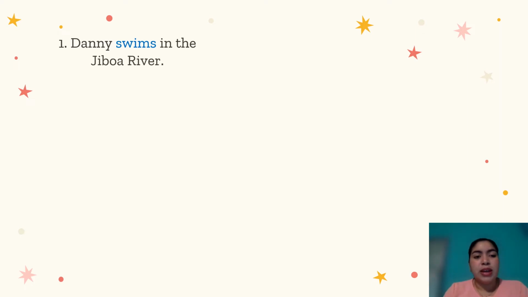Danny swims in the Hibua River. Probably your students didn't know the meaning of this sentence. They didn't know anything about the language, and what are we going to do in this case? When we are reading a sentence and we want to increase the vocabulary of your students, we are going to do this. We are going to read like this.